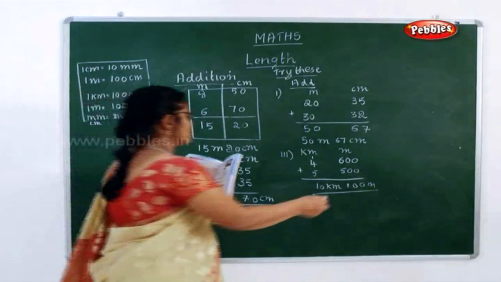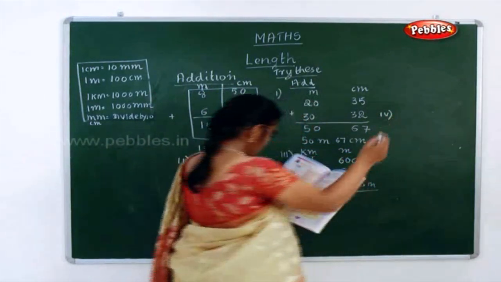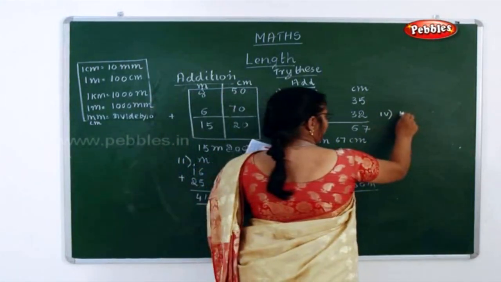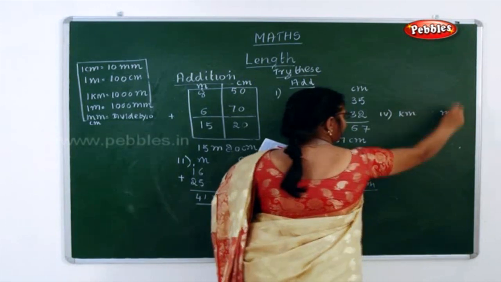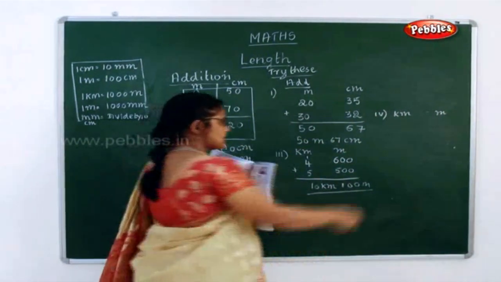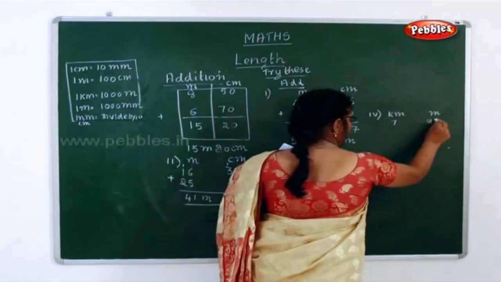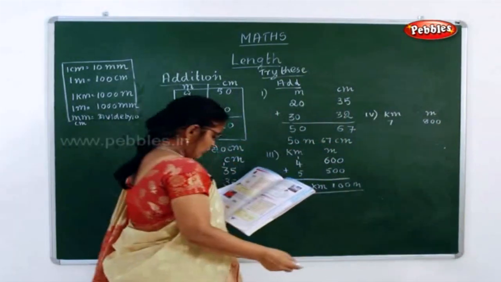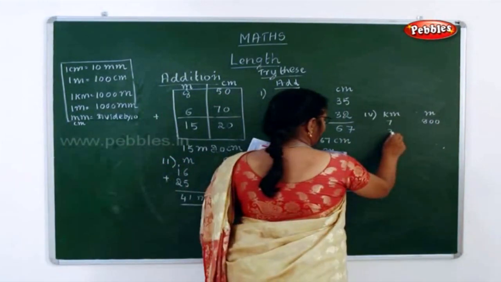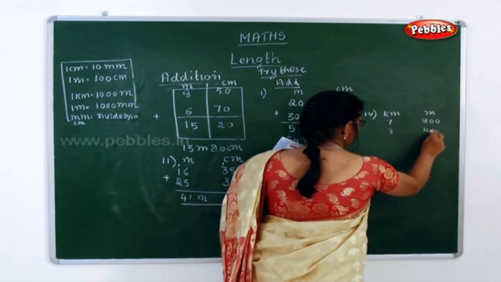Okay, now the fourth one. What is the fourth sum they have given? Same way, it is kilometer and meter. Immediately write it on the top. Okay, 7 kilometer and 800 meter, with what you have to add? 3 kilometer and 400 meter.